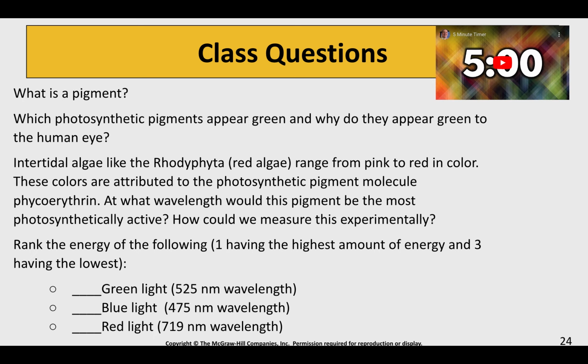Let's see. So the last question here is ranking the energy of our different lights. So which one has the highest amount of energy associated with them? Blue light. Blue light, yes. What about the middle amount of energy? Green light, and that means the lowest is red light, yes. We're thinking about the wavelengths associated and how far apart they are.